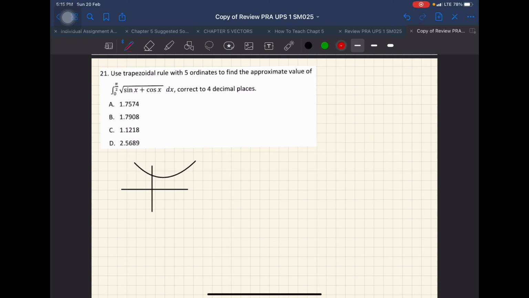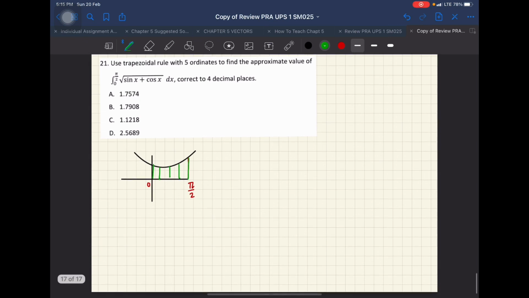Okay, so let's say we start from 0 up to pi over 2. If it says 5 ordinates, that means you have 1, 2, 3, 4, 5. So when we have 5 lines like that, how many trapeziums do you actually have? 1, 2, 3, 4. You have only 4 trapeziums.